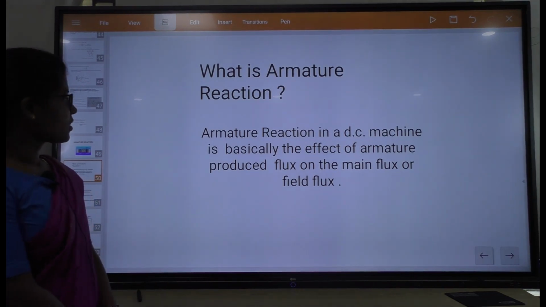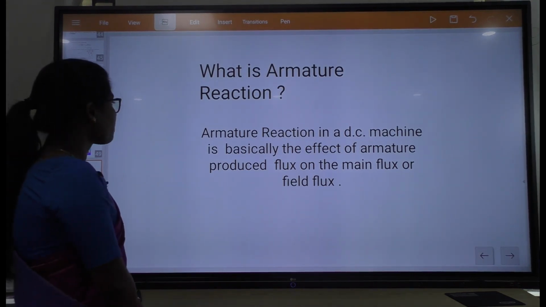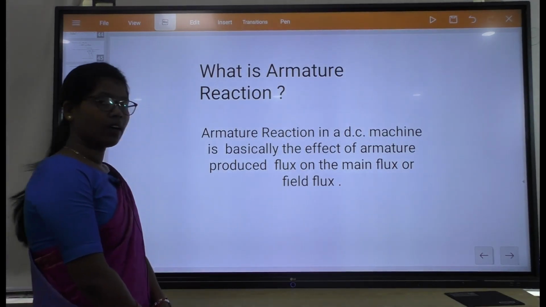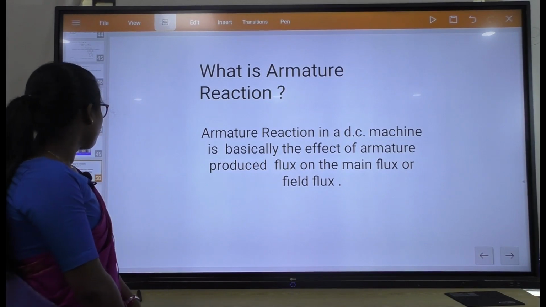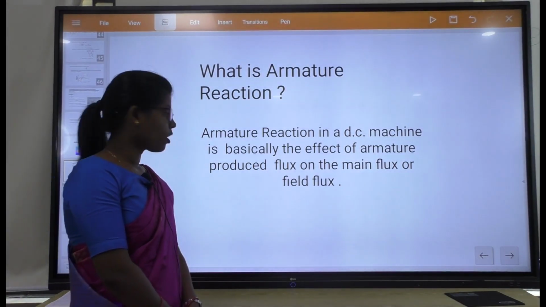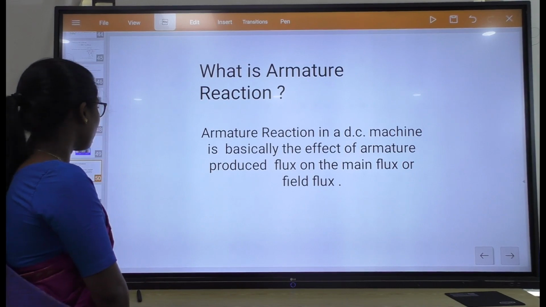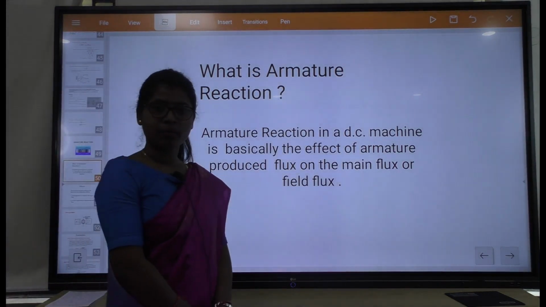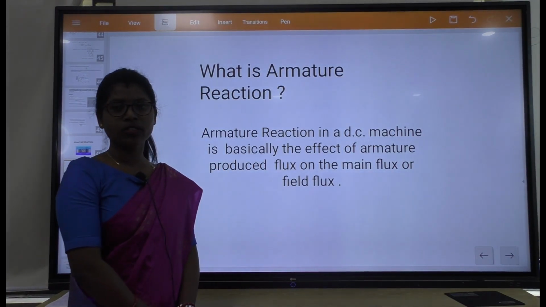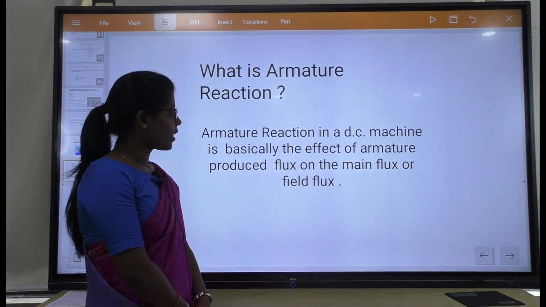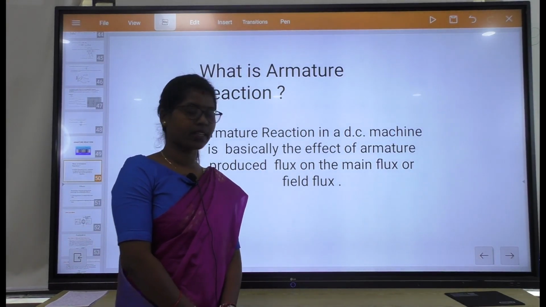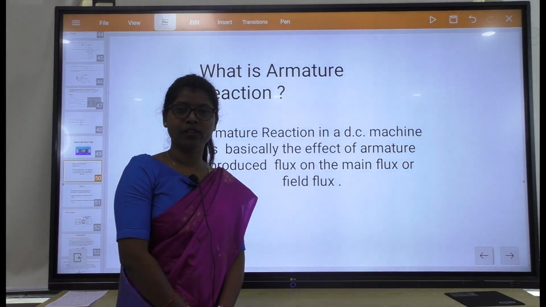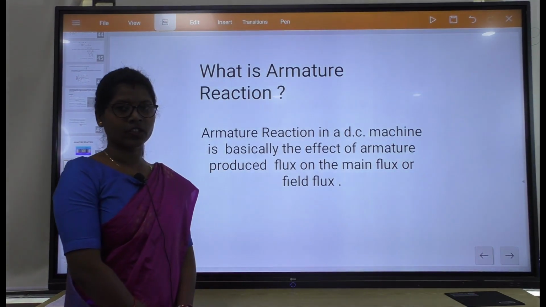In armature reaction of a DC generator, there are three main parts. First, field system, second is your armature conductor, third is your brush and commutator. So what is armature reaction? The field system produces field flux and the armature current produces armature flux. The interaction of these two flux, that is the effect of armature flux on the main field flux, is known as armature reaction.